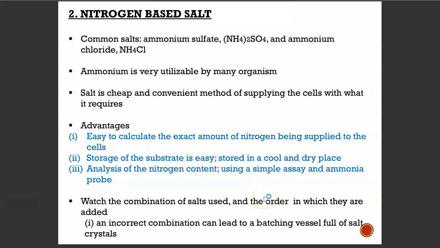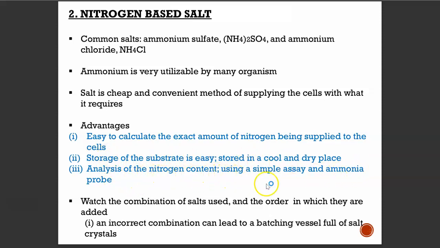The second nitrogen source is nitrogen-based salt, for example, ammonium sulfate and ammonium chloride. Ammonium is very utilizable by many organisms, so salt is a cheap and convenient method to supply to the cell. The advantage is it is easy to calculate the exact amount of nitrogen being supplied. The storage of substrate is easy because it only needs a cool and dry place.